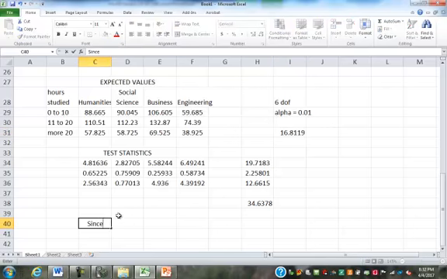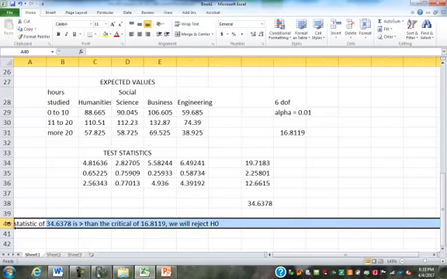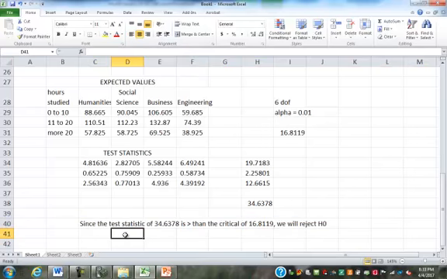So here, since the test statistic of 34.6378 is greater than the critical value of 16.8119, we will reject H0. There, get that to where we can see it.